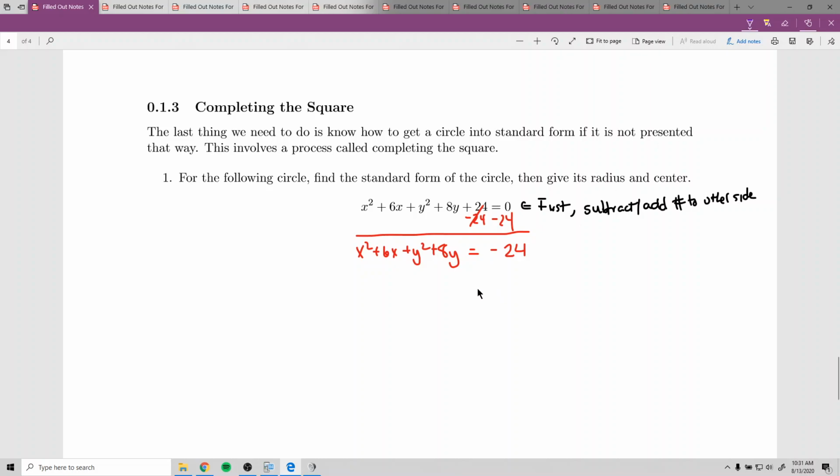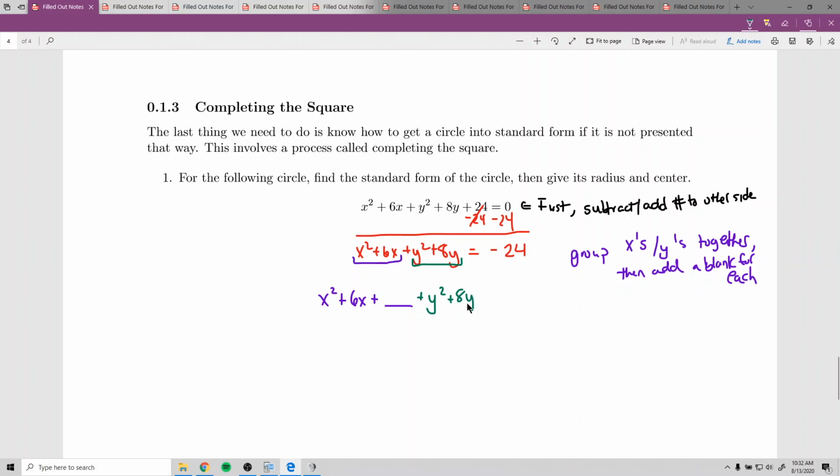All right, the next thing what you want to do, group the x's together and then add a blank. And do the same thing with the y's. And I'll show you what I mean by add a blank. It is initially going to make it look way messier, but it'll make everything easier because it helps us organize. So we got x squared plus 6x, and then I'm going to add a blank. Then I'm going to do the same thing for the y's, plus y squared plus 8y, and then I'm going to add a blank.